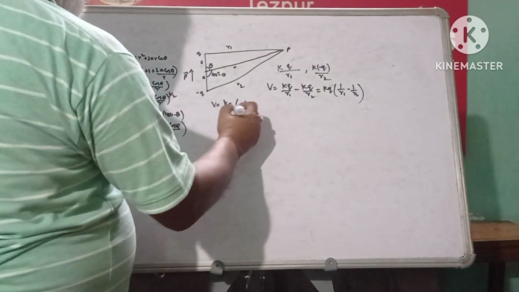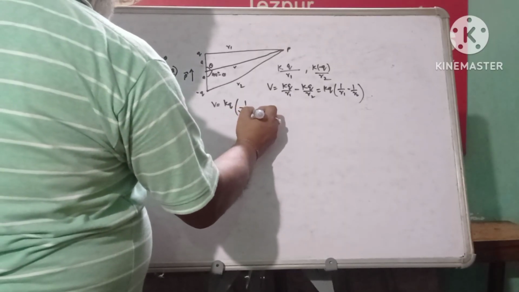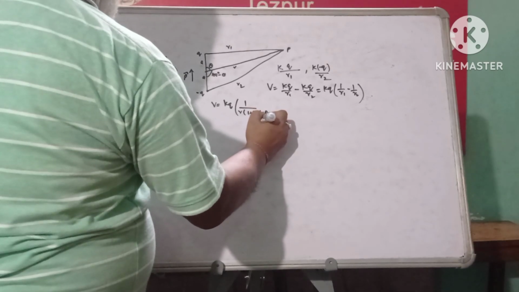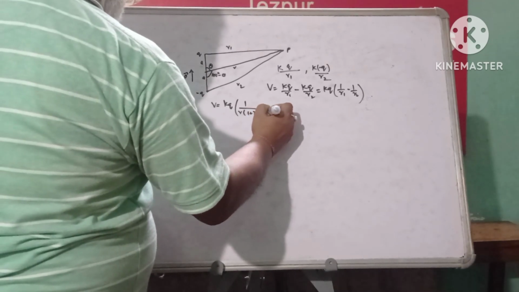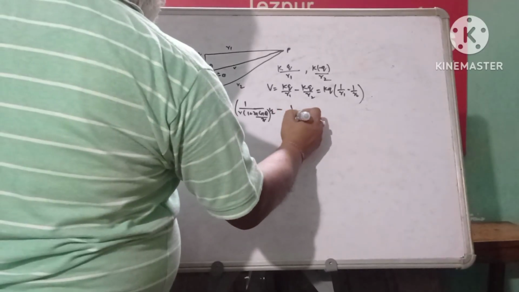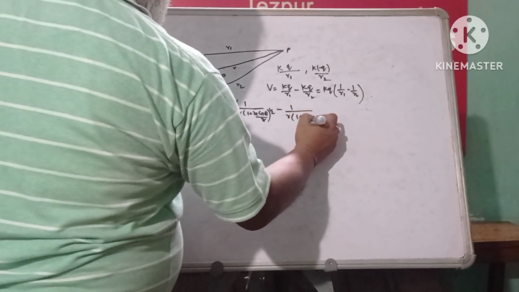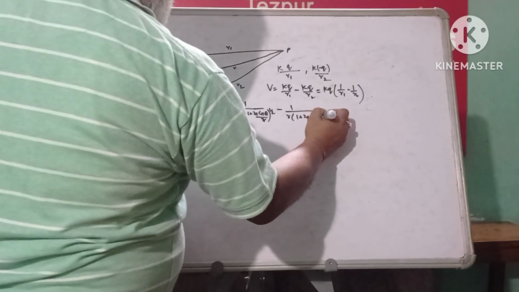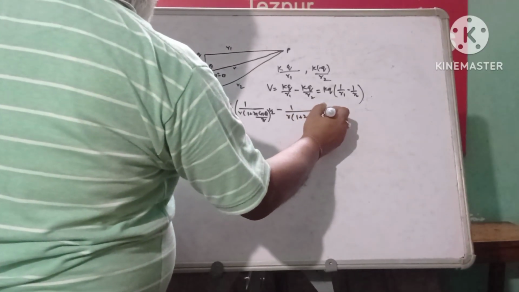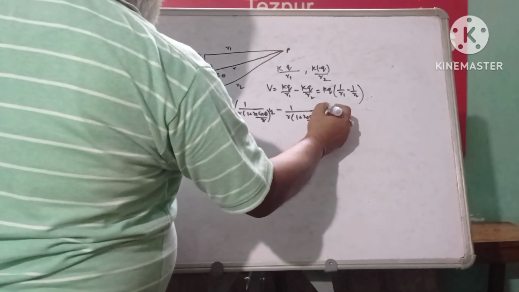So this comes out to be (1 plus 2a cos theta by r) to the power of half, and here again minus 1 by (1 plus 2a cos theta by r) to the power of minus half. Sorry, not minus half, plus half, plus half. This is plus half, plus half. This you are going to get.